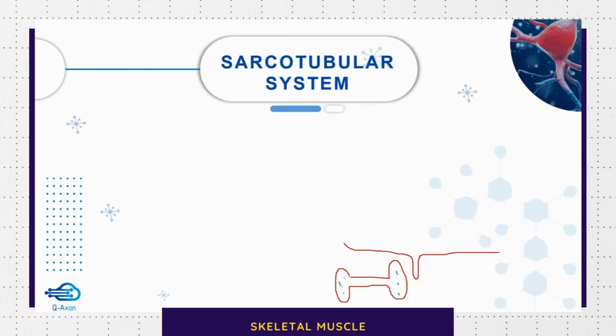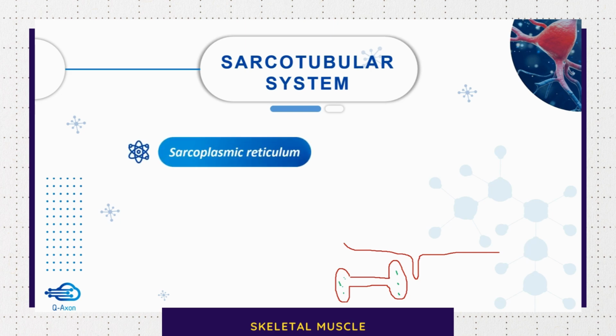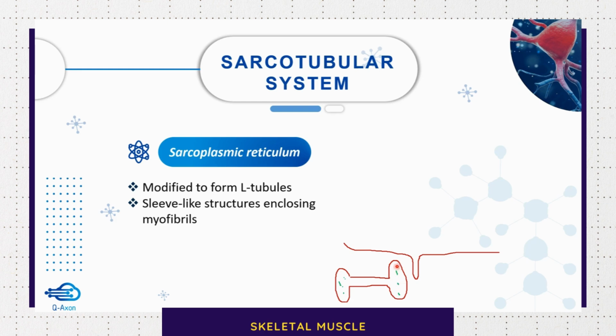Now, apart from the sarcomere, the other important functional component of the skeletal muscle is the sarcotubular system. Now, this is in turn made up of two different components. One is the sarcoplasmic reticulum, which is modified to form long tubules called L tubules or longitudinal tubules. As you can see in this diagram, these are long sleeve-like structures which enclose the myofibrils. So they surround the myofibrils.